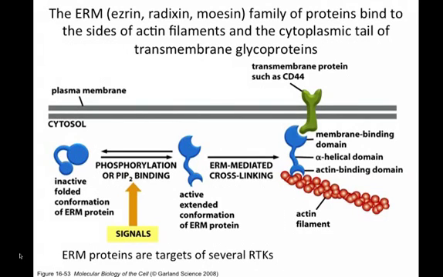And so one thing is, if you need to move in some direction, you need to recruit all your actin to some side of the cell. Well, so here's one way to recruit actin to a certain location in the cell. Okay? And so these ERM proteins are targets of several RTKs. Do you guys remember what RTKs are? Receptor tyrosine kinases.